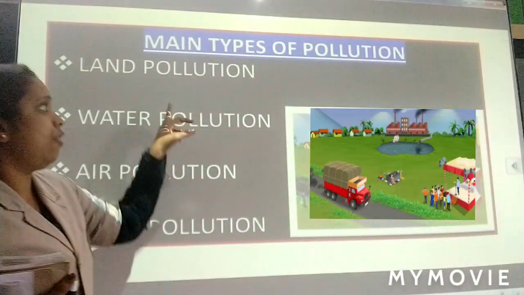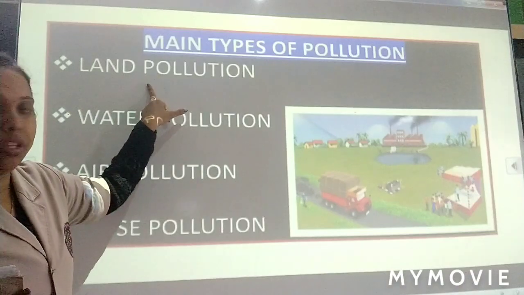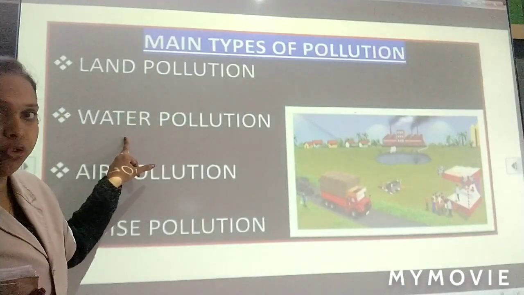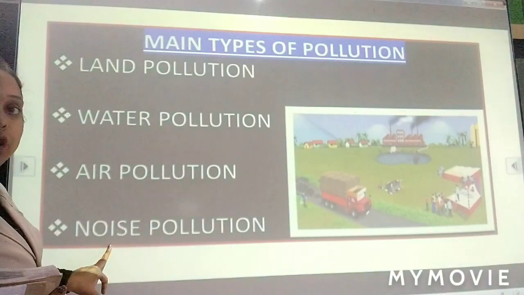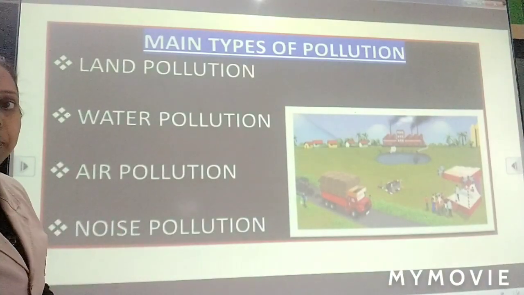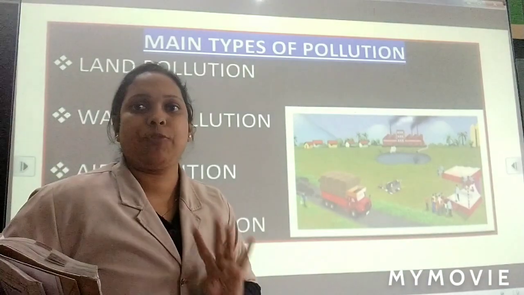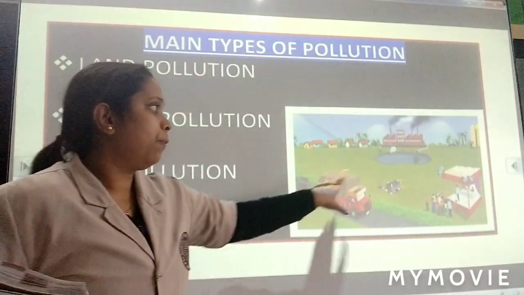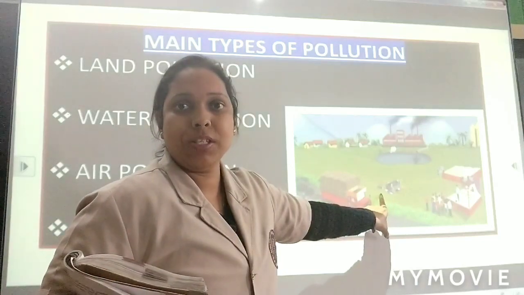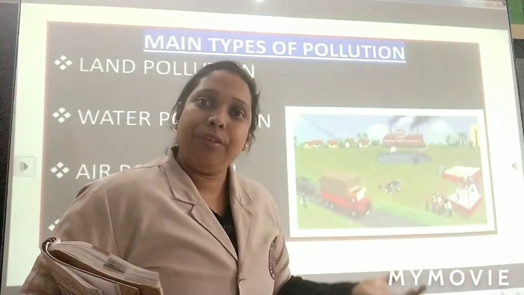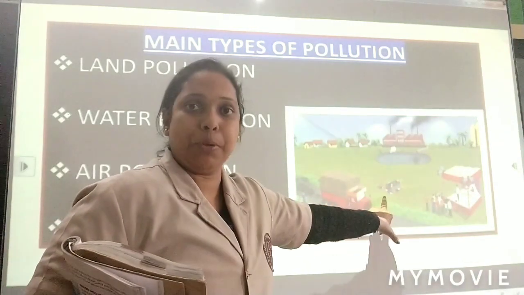What are they? First is land pollution, second is water pollution, third is air pollution, and the last one is noise pollution. So, in this chapter we are going to study 4 types of pollution. First is land pollution. Land pollution means when the land is dirty. It is known as land pollution.